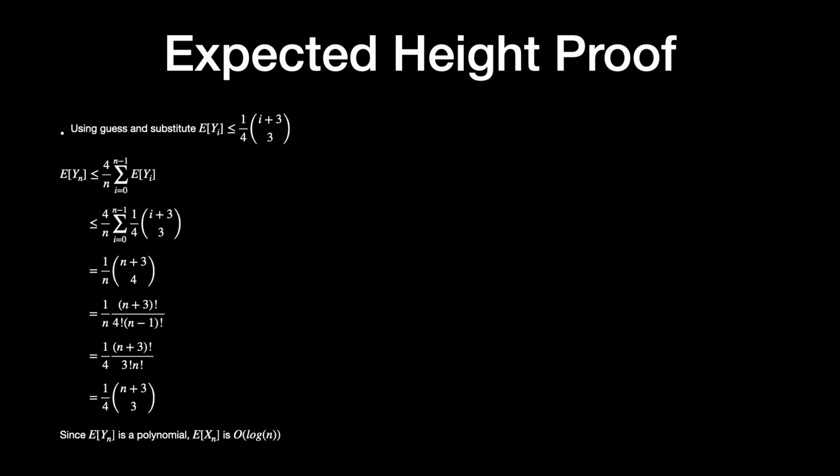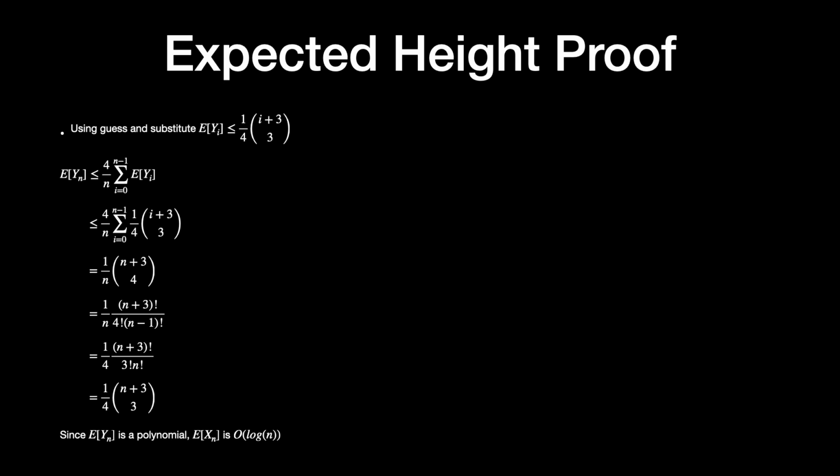3 choose 3. Consequently, the 4 and 4 cancel out, and the summation of I equals 0 to n minus 1, using some identity, comes out to be n plus 3 choose 4. Once that is done, we can expand the expression to n plus 3 factorial by 4 factorial times n minus 1 factorial. N and n minus 1 factorial can get multiplied together to form n factorial, and out of 4 factorial, we remove 4, and we write that as 4 times 3 factorial. So this n plus 3 factorial by 3 factorial times n factorial can be written as n plus 3 choose 3. And this proves that expectation of yn is less than 1 by 4 times n plus 3 choose 3. So the guess and substitute is proved.